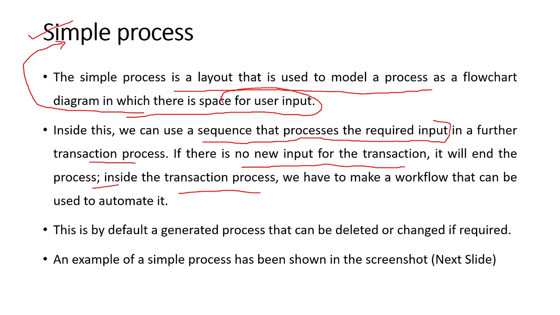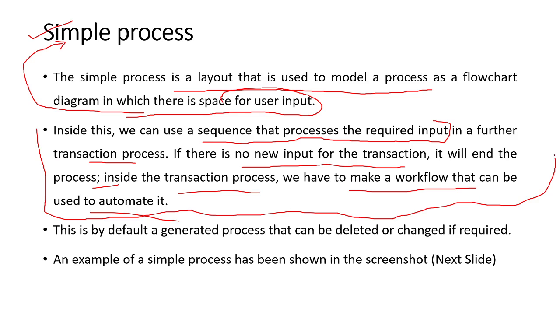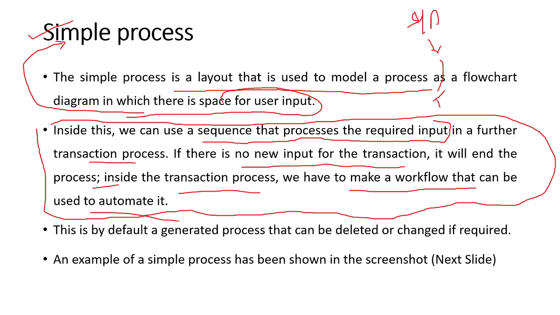Inside the transaction process, we have to make a workflow that is used to automate it. Don't worry about this, I will tell you. But whenever you come across a situation like this, you need to take input from the user, and first you need to process that input. If the input is valid, then you have to carry out the transaction or business process, then you have to end. Otherwise, if the given input is invalid, just tell the user that it is invalid, so you can't carry out the given transaction, and hence you need to end the task. That's what the author is telling here.